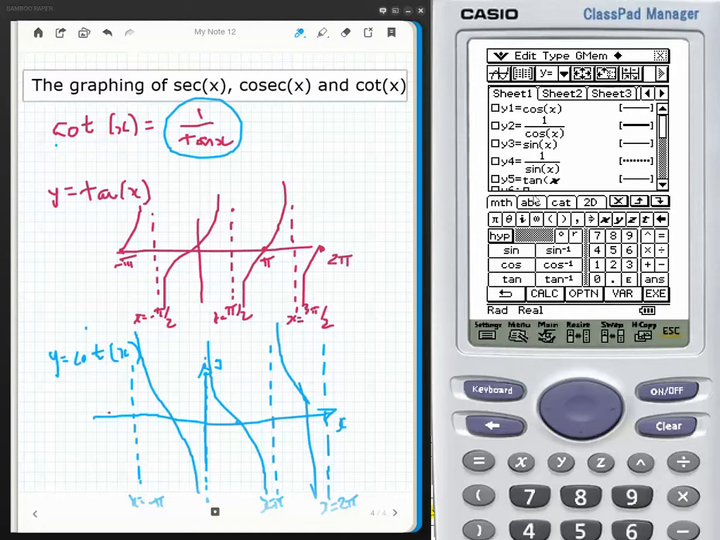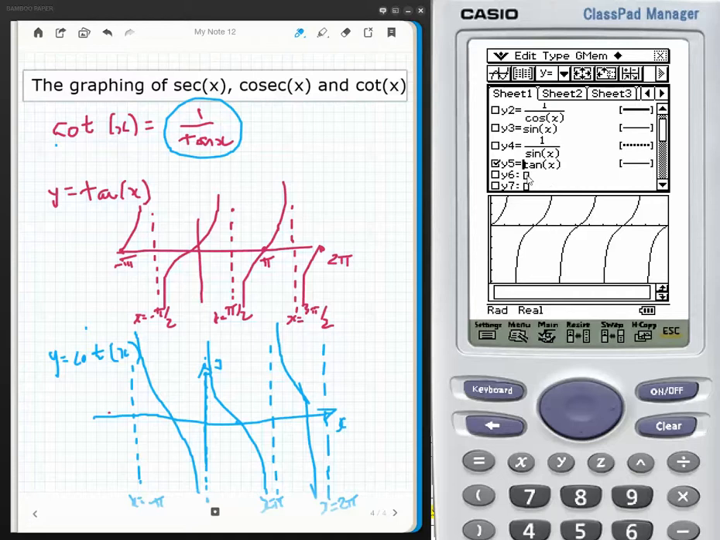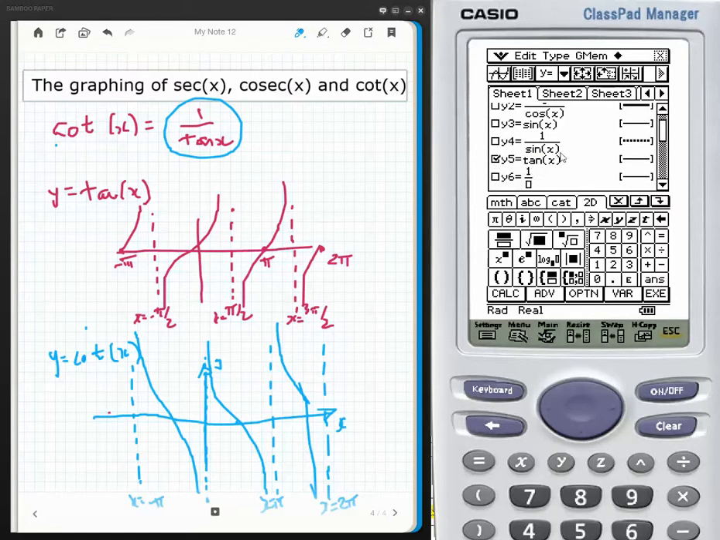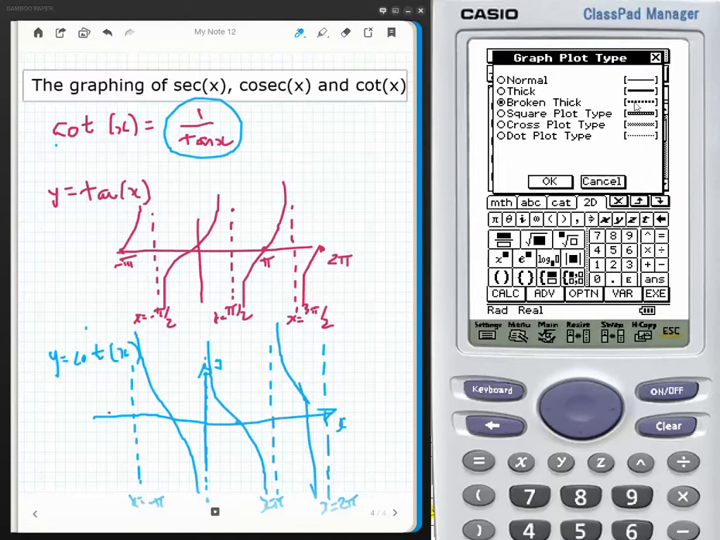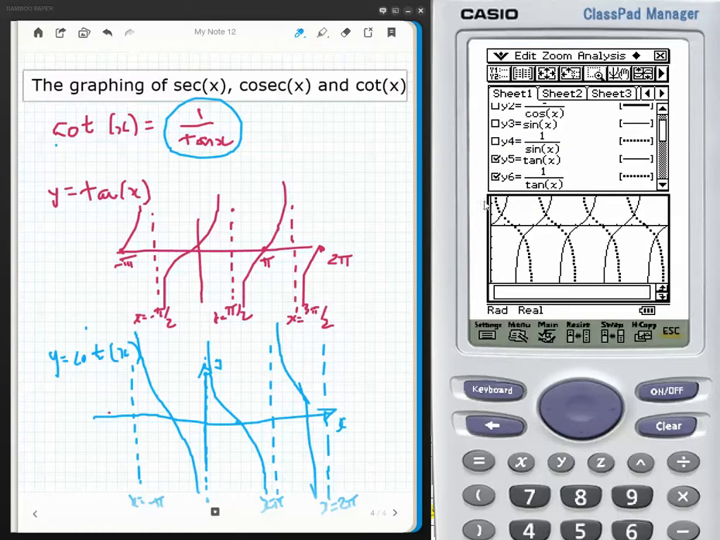Tan of x, tick, graph, and there are my red curves from 0 to 4 pi. If I then graph the reciprocal, they're going to go in the opposite direction, and I will have asymptotes which are at 0, pi, 2 pi, 4 pi.